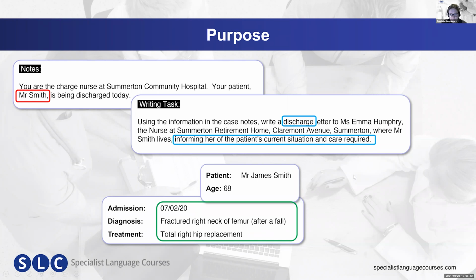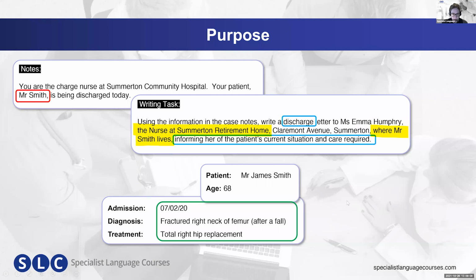Also notice here who the reader is. So we've got that she's the nurse at Somerton Retirement Home, and this is where Mr. Smith lives. So the reader knows the patient. So you could make reference to that in the first paragraph by saying something like, I'm writing regarding your patient, or I'm writing to discharge your resident back to your care.